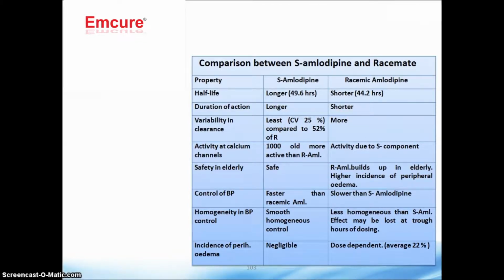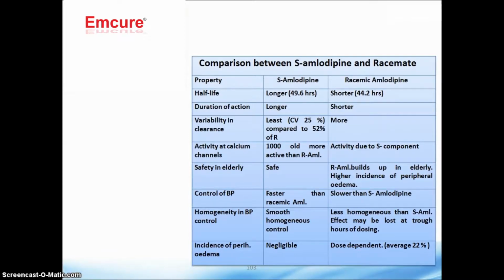Activity at the calcium channels is 1,000 times more for S-amlodipine than R-amlodipine, and activity due to the S component is more than that of the racemate also. Then safety in the elderly. Here, this medicine is safer, whereas racemic amlodipine builds up in the elderly, with higher incidences of peripheral edema.